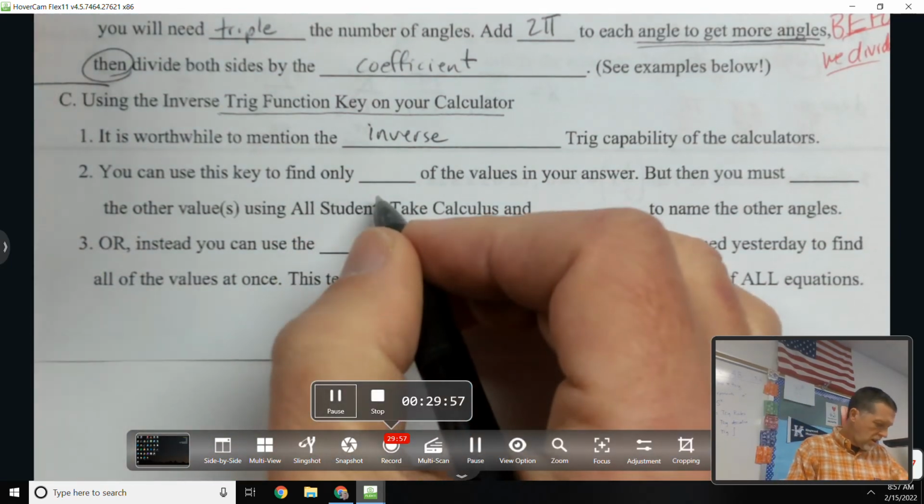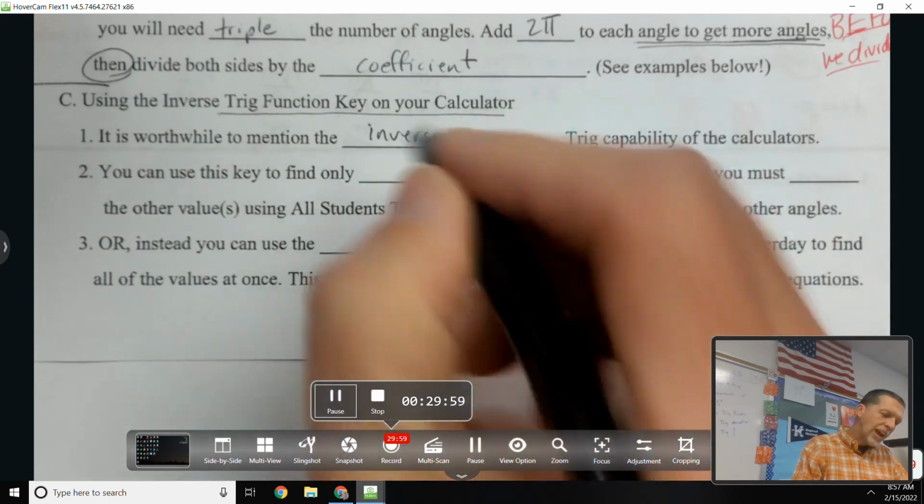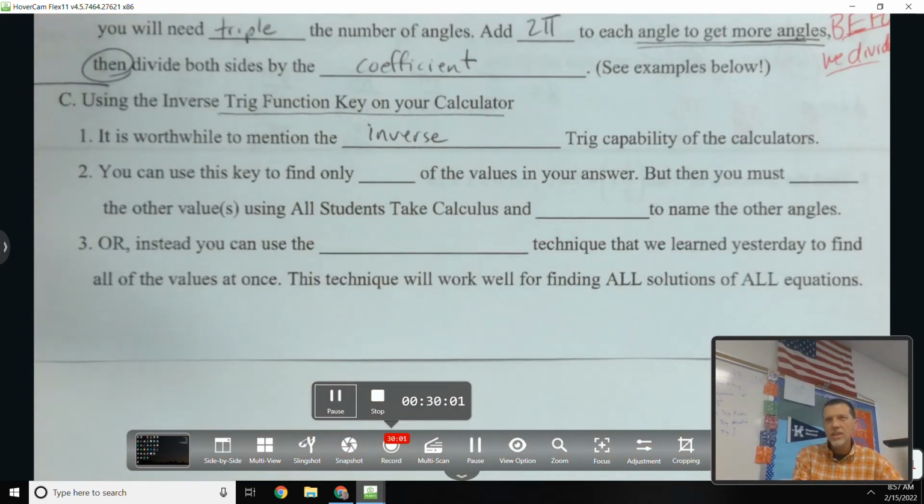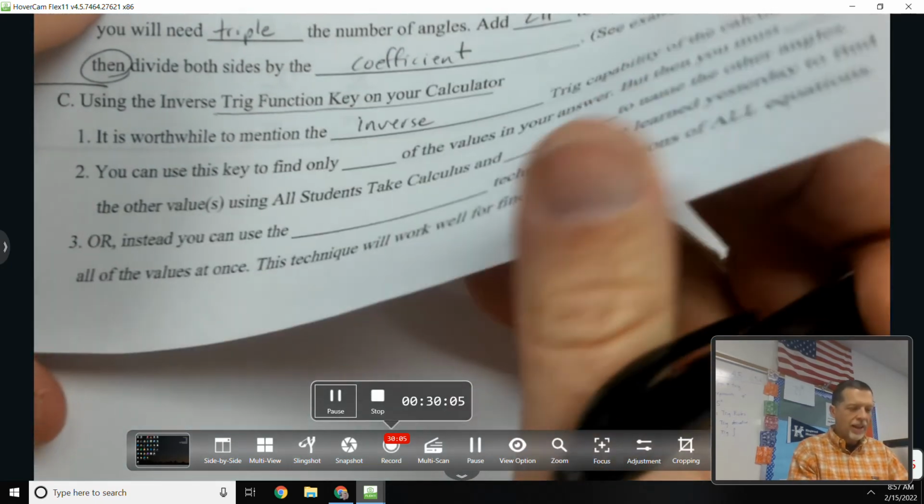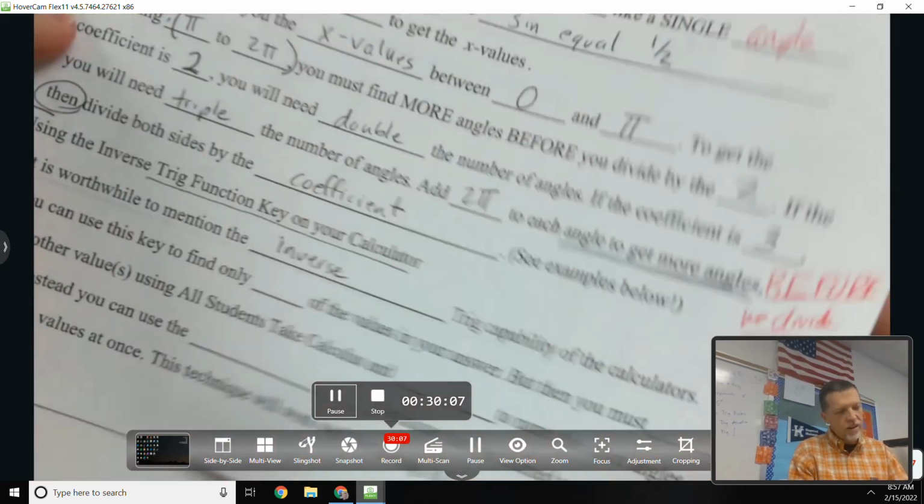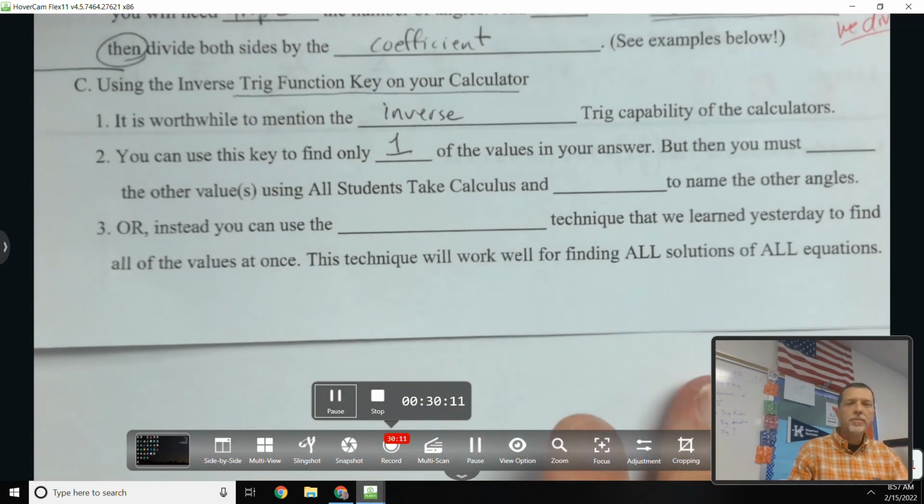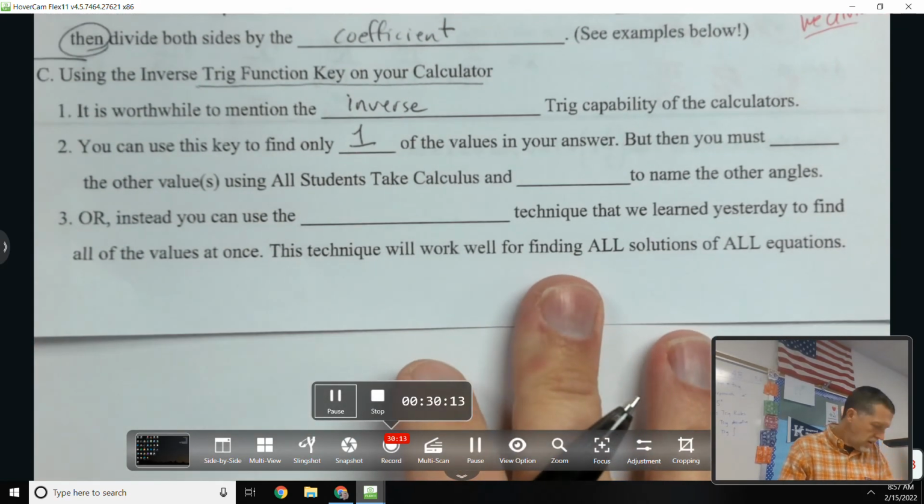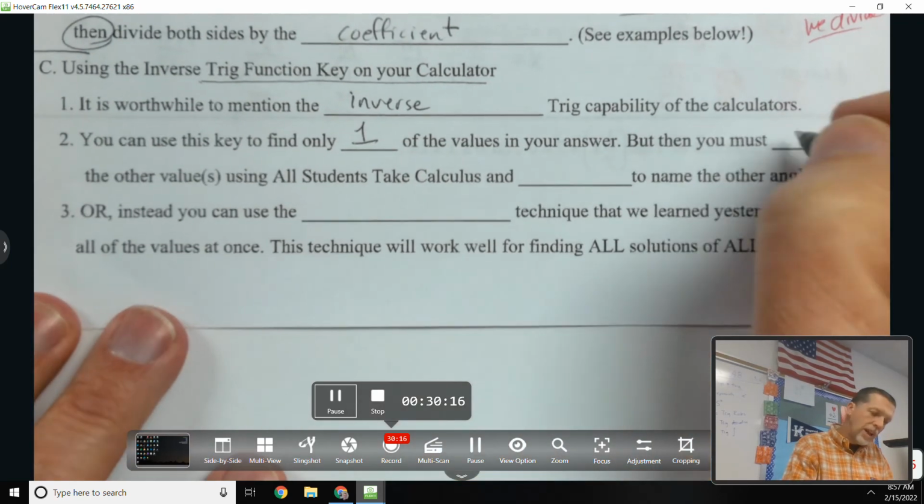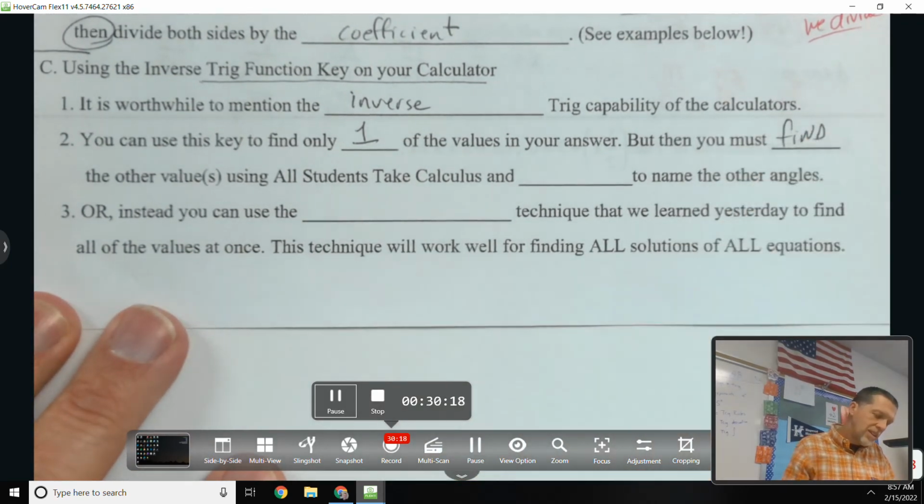The trouble is the calculator can only give you one answer. Like it can't give you, like we just had one with 6 answers, right? The calculator can't give you 6 answers. It can only give you 1 answer. And then you would have to find the other values.